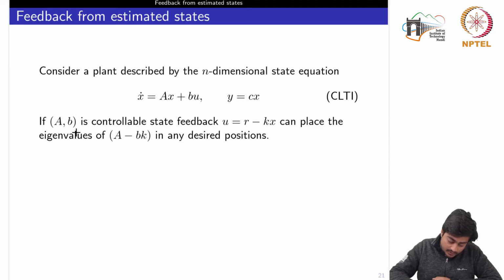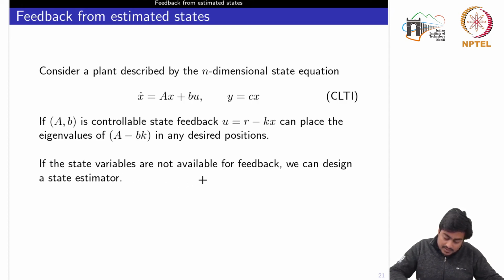Given this plant, we know that the pair (A, B) is controllable. Then we can design the state feedback, which we had seen earlier, that u is equal to r minus Kx, where r is the reference signal and K is the state feedback gain vector. It can place the eigenvalues of A minus BK at any desired positions. We had also seen that if this pair is stabilizable, then still we can design the controller.